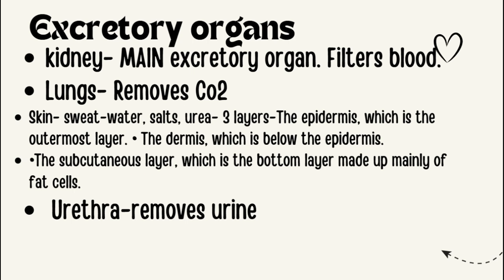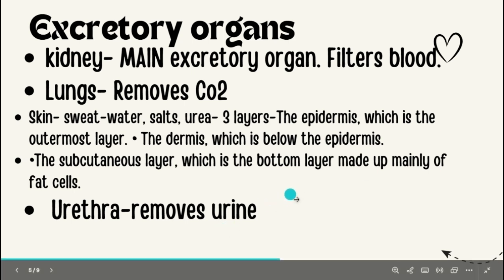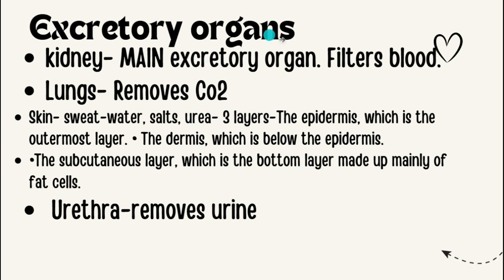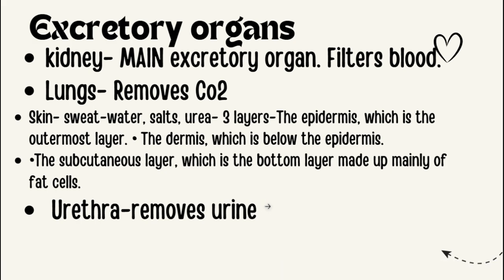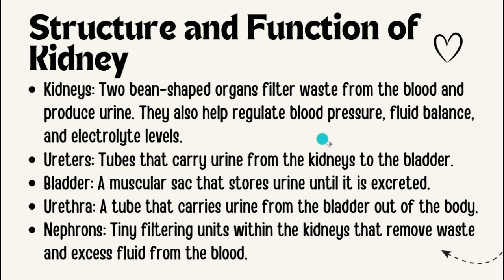And just to know, the urethra removes urine. The kidney is what would filter out the blood and make the urine, and then the urethra is where the urine would actually pass out to get out of the body. So as it relates to the structure and the function of the kidneys, as I said before, it is the main excretory organ.